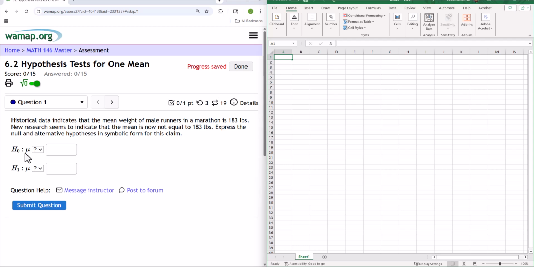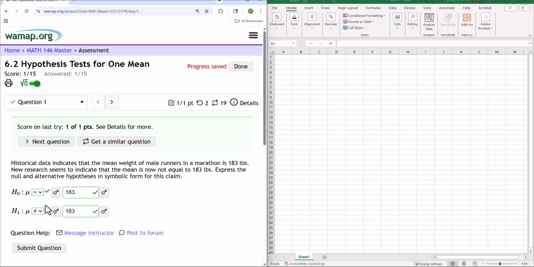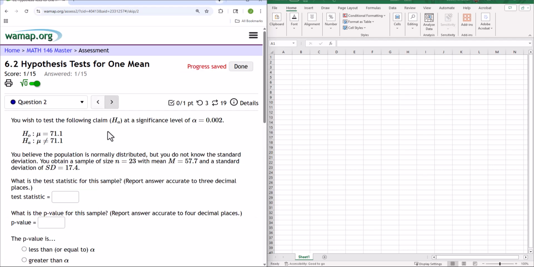So we're talking about a mean here, so we have a change from p to mu. Our null hypothesis is always that something is something, and then here it says historical data. That's sort of what our population is. Sometimes it says there's a claim, and we'll use that value here. Again, these are going to be our claimed values, and then new research seems to indicate that the mean is now not equal to 183 pounds. So we don't know if it's less than, greater than, or just different. But not equal is kind of nice in that we can choose the not equals. So we have that, and this is really one of our first steps.